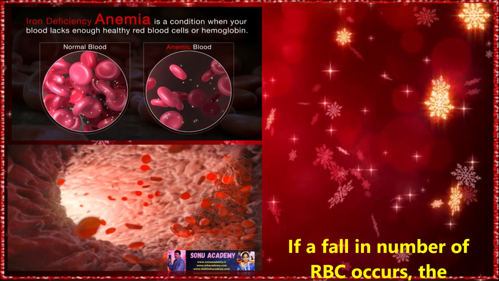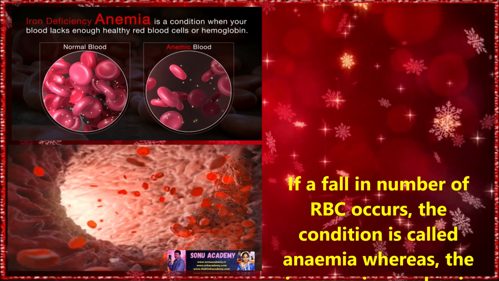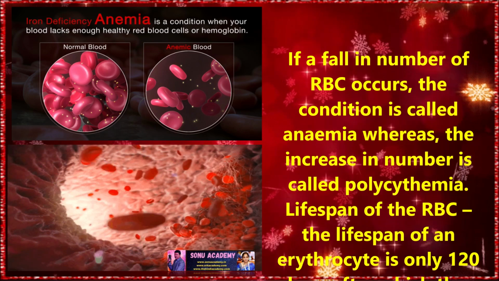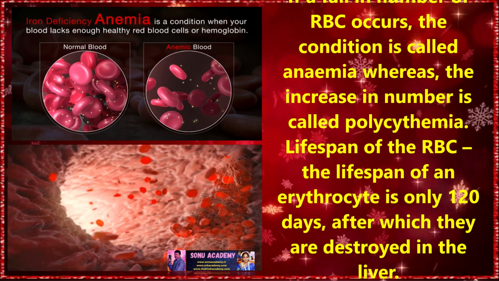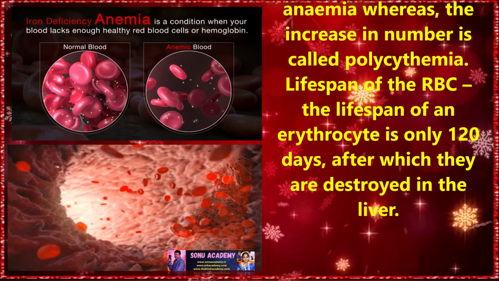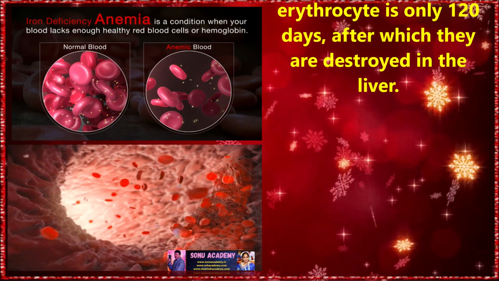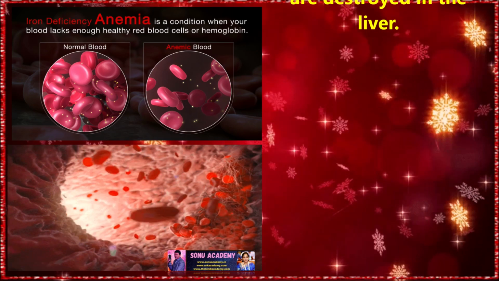If a fall in the number of RBC occurs, the condition is called anemia, whereas an increase in number is called polycythemia. The lifespan of the RBC, or erythrocytes, is only 120 days, after which they are destroyed in the liver.